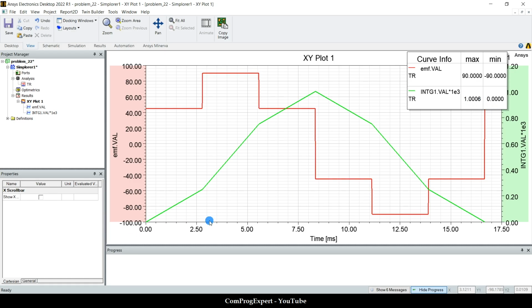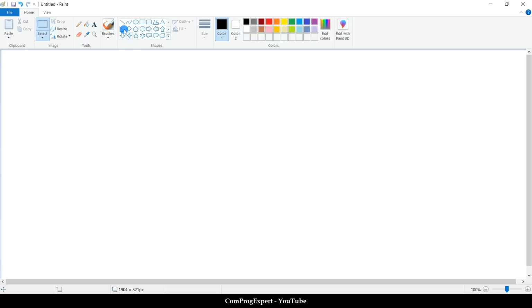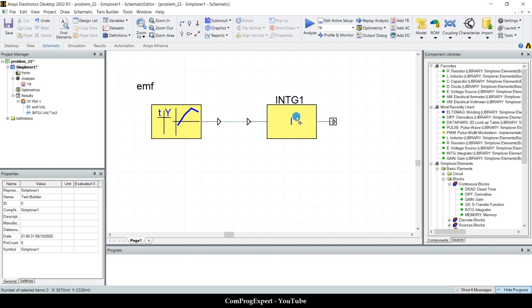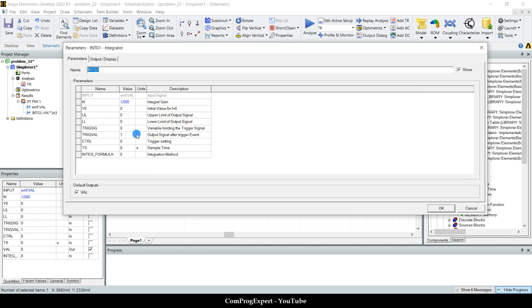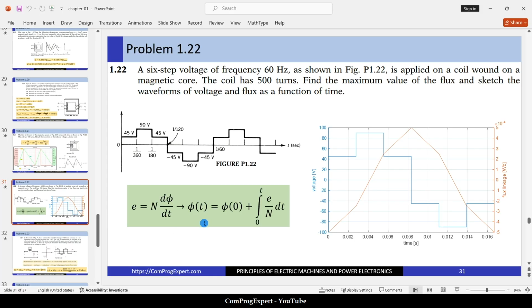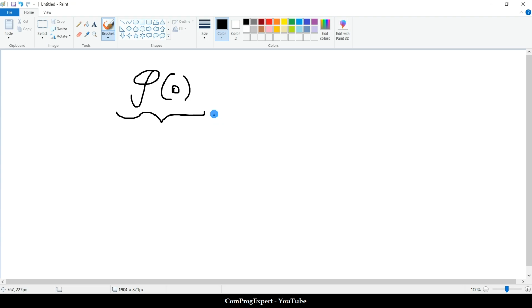So depending on the value of phi 0, we can have multiple solutions. How do we specify phi 0? Here in this integrator block, we have this parameter, initial value for t equal to 0. I considered the initial value equal to 0, but you can specify the initial value of the function. This is important, and this is the point of this problem.